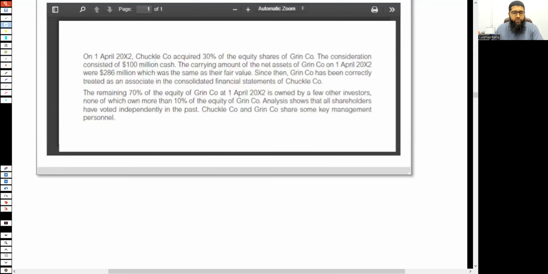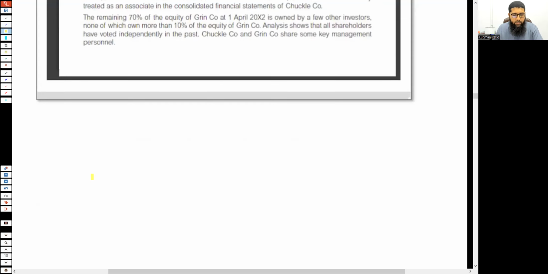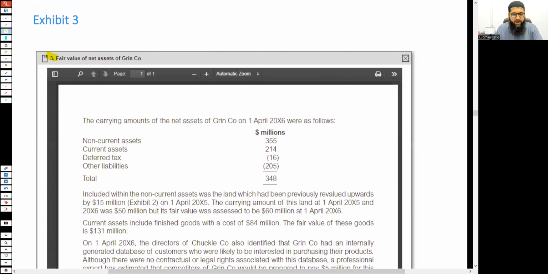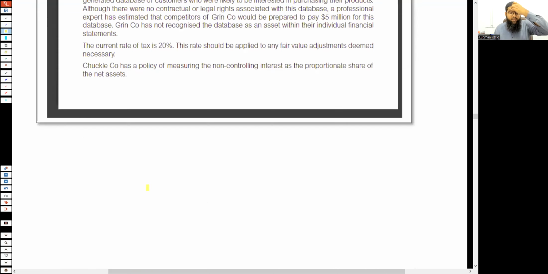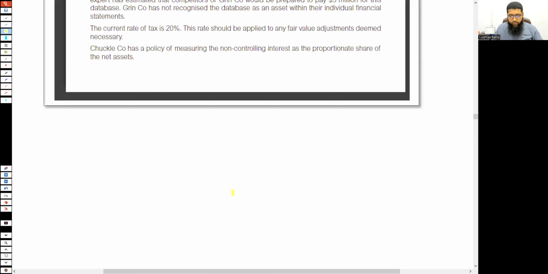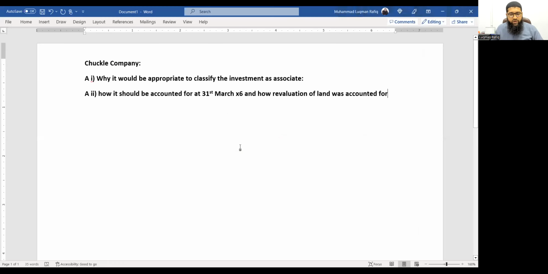What I would want you to do is notice that it is talking about the initial acquisition of Grain in exhibit number 1. Then if we move a bit forward, it's talking about the subsequent acquisition of Grain company. So there is this initial acquisition, and there is this subsequent acquisition. Then there is exhibit number 3, which talks about the fair value of net assets of Grain company. In fact, there is no exhibit number 4; it goes directly on to the next question. So let's go through the initial acquisition of Grain company and answer the first requirement. Can you go through it and let me know what's going on?